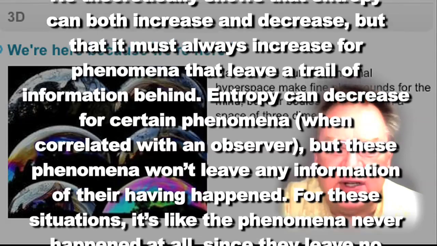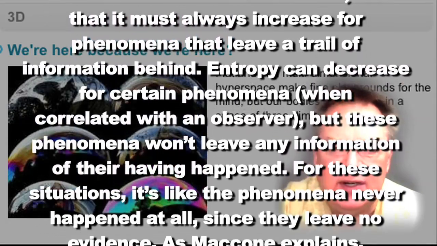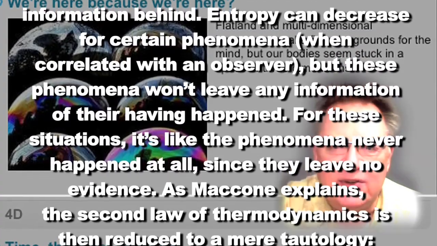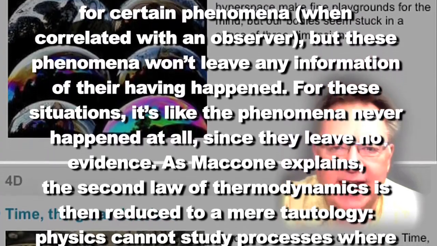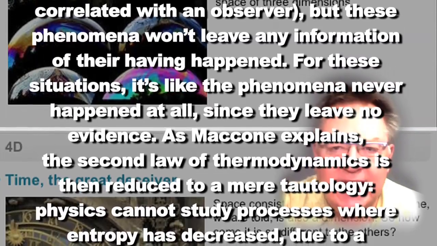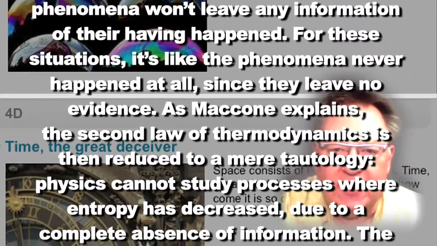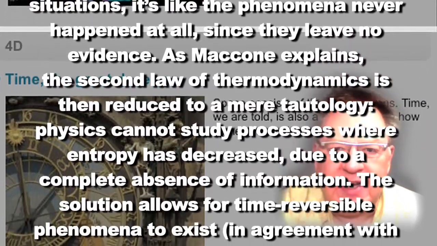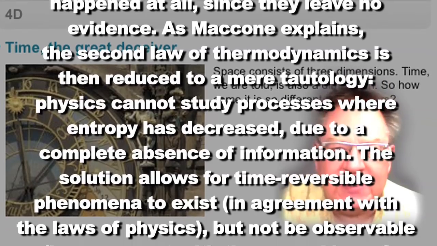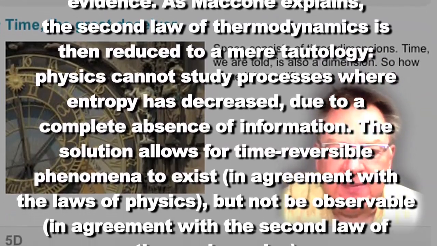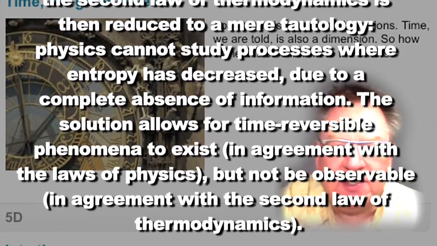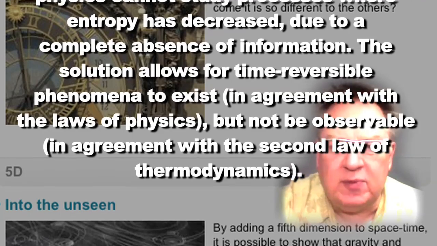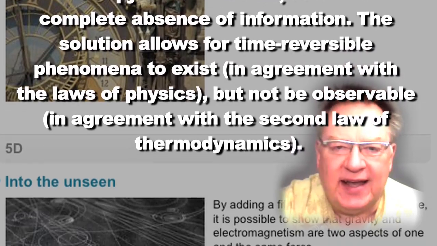Entropy can decrease for certain phenomena when correlated with an observer, but these phenomena won't leave any information of their having happened. For these situations, it's like the phenomena never happened at all, since they leave no evidence. As Maccone explains, the second law of thermodynamics is then reduced to a mere tautology. Physics cannot study processes where entropy has decreased due to a complete absence of information. The solution allows for time-reversible phenomena to exist in agreement with the laws of physics, but not be observable in agreement with the second law of thermodynamics.